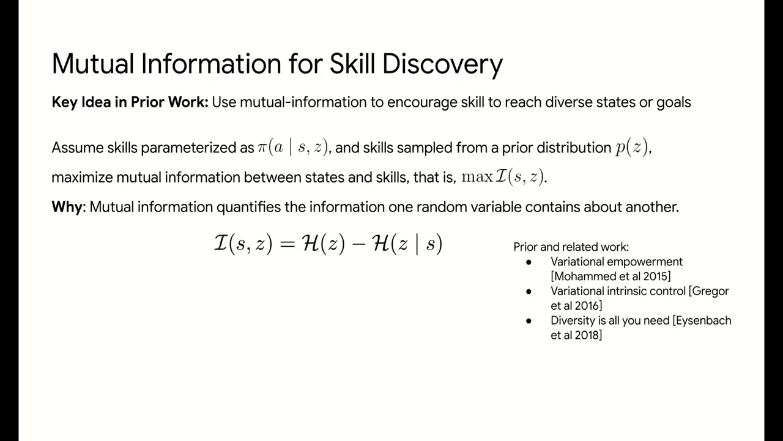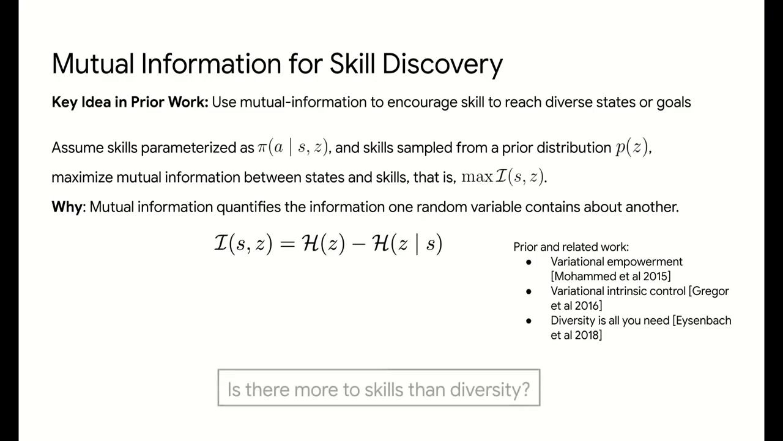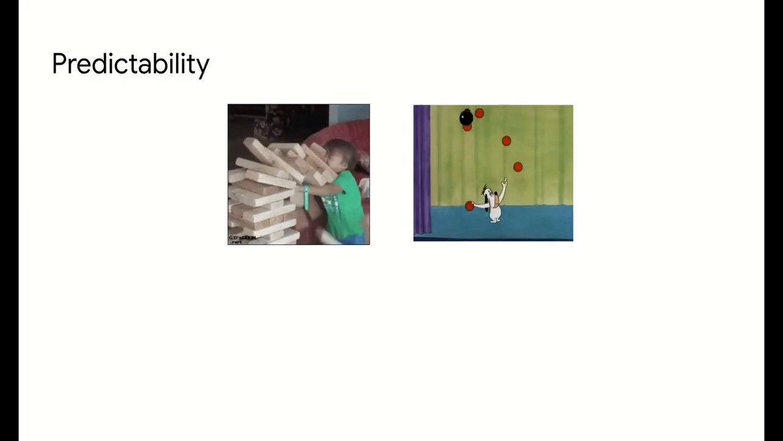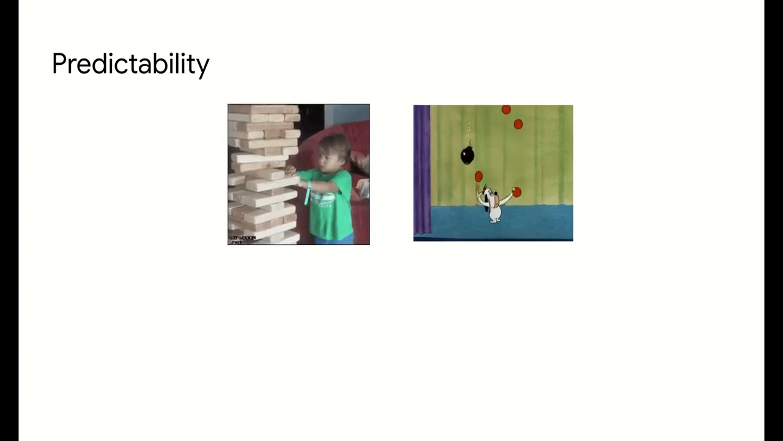The idea of using mutual information to reach diverse state spaces has been used in several prior works, which have been listed here. However, in the context of skill learning, we want to identify if there's more to skills than just reaching a diverse set of states, and can we formulate other constraints for better skill discovery? In particular, we want to motivate the idea that skills should be predictable.